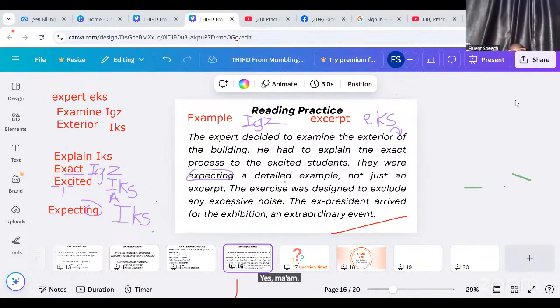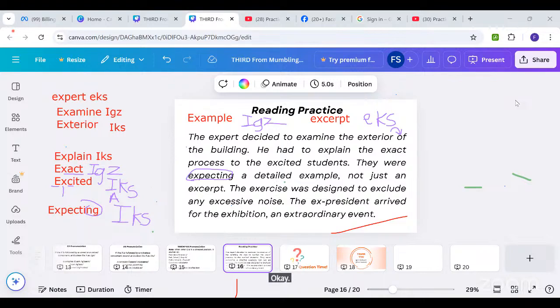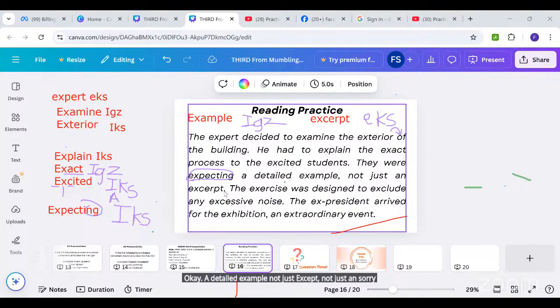Okay. A detailed example, not just an expert. Yes, not just an expert.